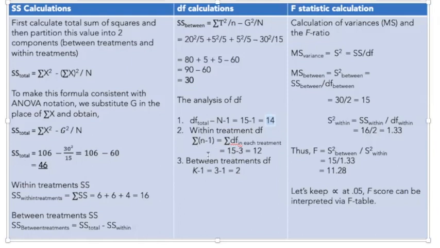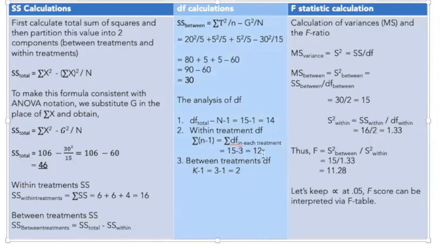So you have three groups, n minus 1. Here, remember, simple n stands for the sample of each group minus 1. So 5 minus 1 is 4. So sigma of all the 4s, because you have three groups, is going to be 12. So 15 minus 3 is 12.